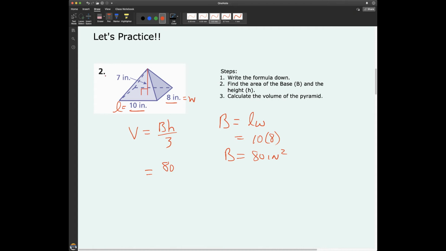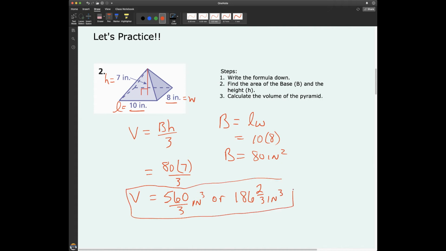Now we plug that into our formula. The height of the pyramid is 7 inches. 80 times 7 divided by 3. So the volume equals 560 over 3 inches cubed. Or if you want to write it as a mixed number, some of you like to do that, 186 and 2/3 inches cubed. And there's your volume. All right, so there's an example.